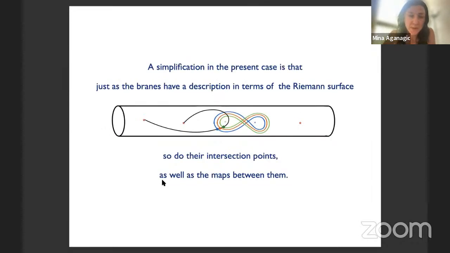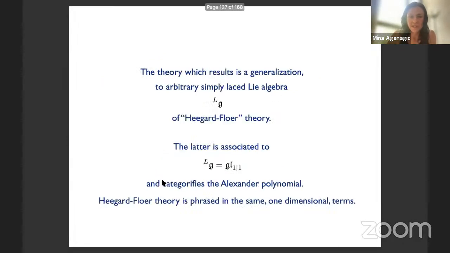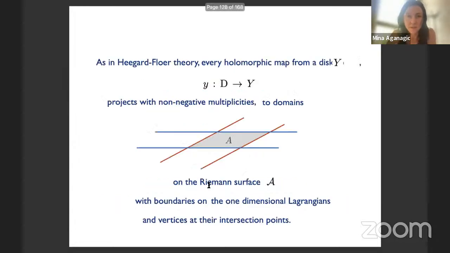A simplification in the present case is that, just as the branes have a description in terms of the Riemann surface, so do the intersection points and maps between them. The theory which results is a generalization to arbitrary simply laced Lie algebra of Heegaard Floer theory. The latter is associated to GL(1|1) and categorifies the Alexander polynomial. So Heegaard Floer theory is phrased in the same one-dimensional terms and is famously exactly solvable.